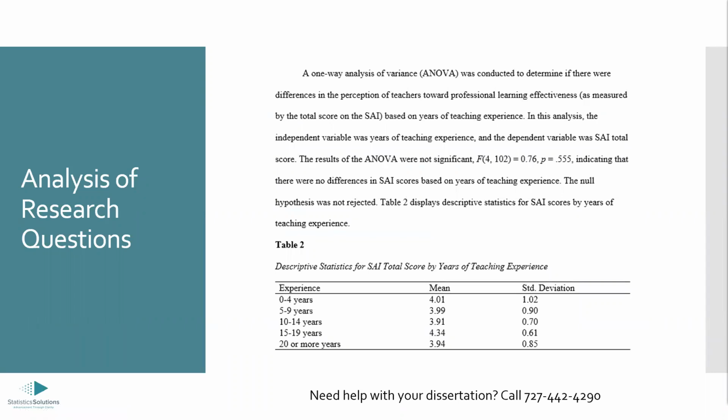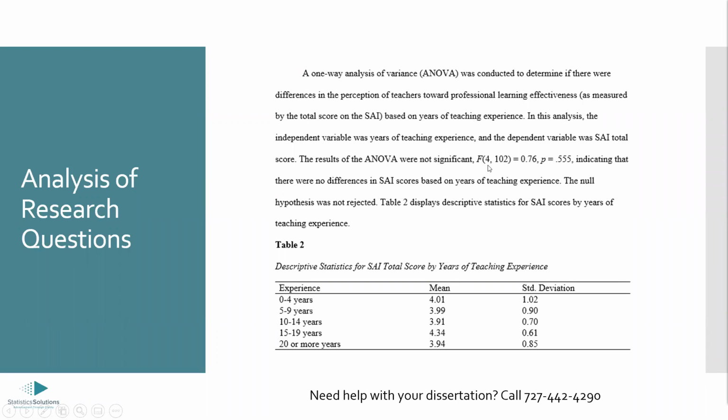Here's an example of how we might write up an analysis of variance or an ANOVA. So again, we state what test we're doing. We state our independent and dependent variables. We present the results of the ANOVA, so the statistics associated with the ANOVA. In this case, we present our F statistic, as well as our degrees of freedom in parentheses.